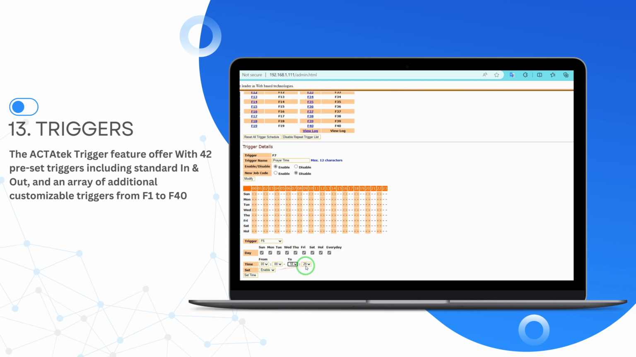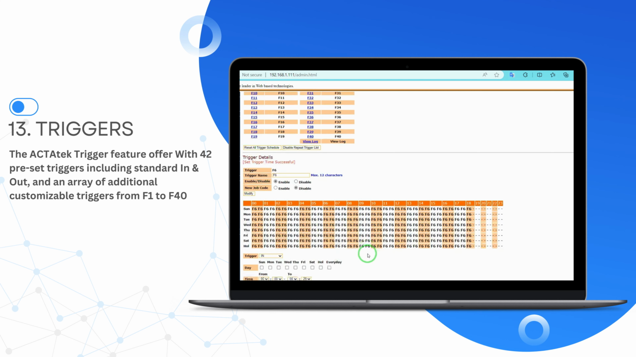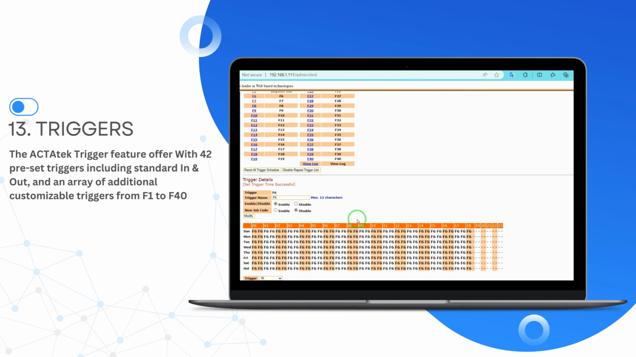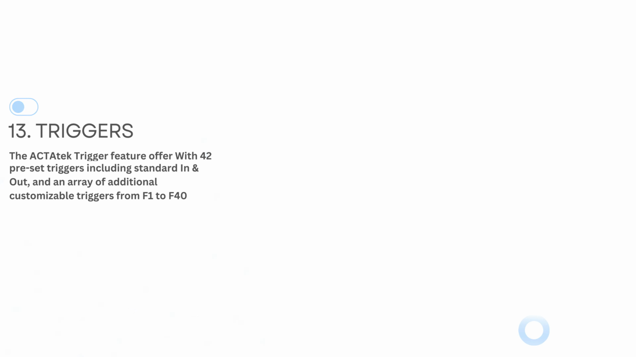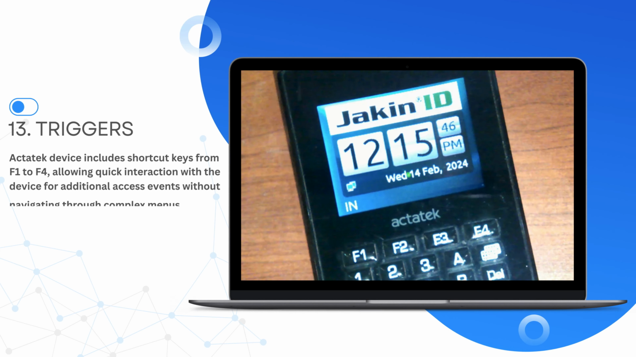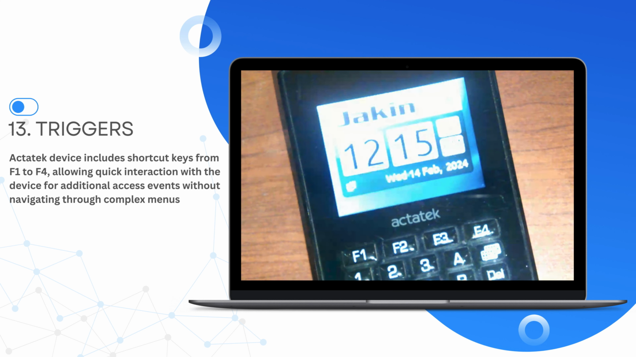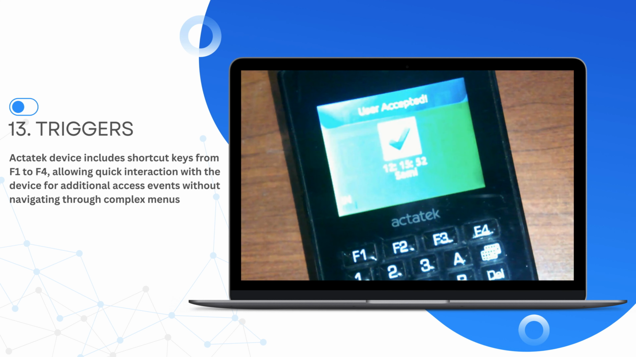the real-world operational needs. With a user-friendly graphical representation, enabled schedule times are clearly marked, ensuring administrators can quickly discern active periods at a glance. The triggers are not just passive logs, but can be actively set to display on the ACTAtek device's screen, ensuring that the most relevant trigger is visually indicated for immediate user interaction.